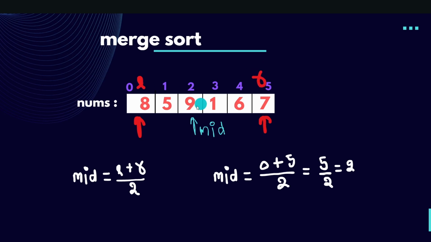If you want to get the middle element, you do the same way as in binary search: left plus right by 2, which gives you 2. Actually that is 2.5, the 0.5 will be cut out because it's an integer. So whatever value is at position 2, that is your mid position. Now you have to start dividing. First of all, how will you divide? Up to this position, one half, and up to this position, the other half.